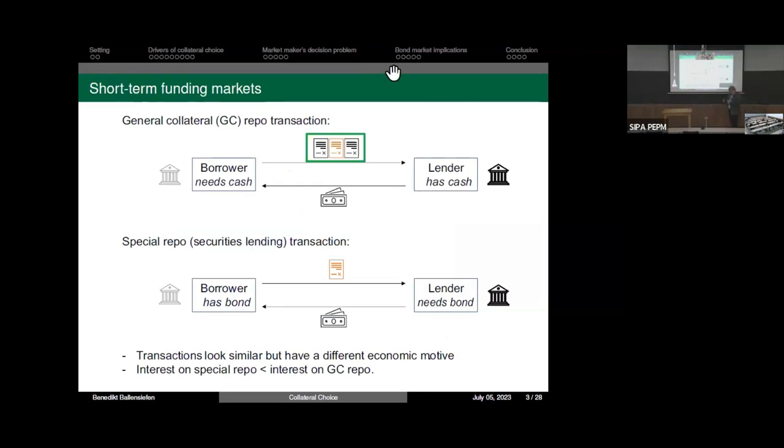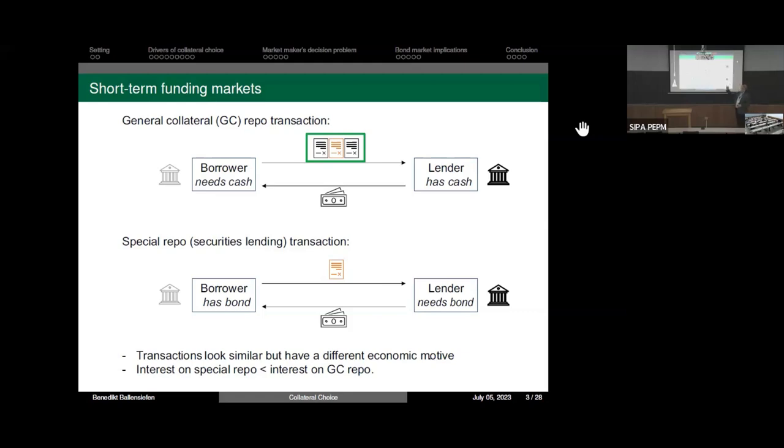So just to zoom into repo markets a little bit more, this is kind of the middle case between what's called general collateral, which you saw before, and special repos. That's sometimes referred to in the US as specific issue repos. I think this classification is the same in the US and in the euro area. These transactions look quite similar, but they are actually quite different.